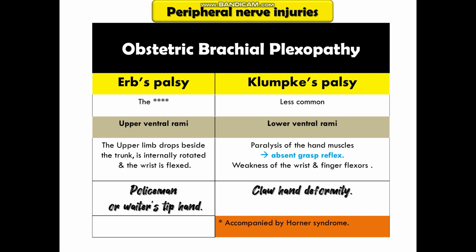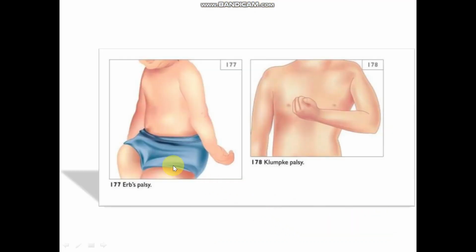There's a note here that Klumpke's palsy is usually associated with Horner syndrome. So here are two pictures of Erb's palsy and Klumpke's palsy, where Erb's palsy is called waiter's tip hand or policeman hand, and Klumpke's palsy is called claw hand deformity.